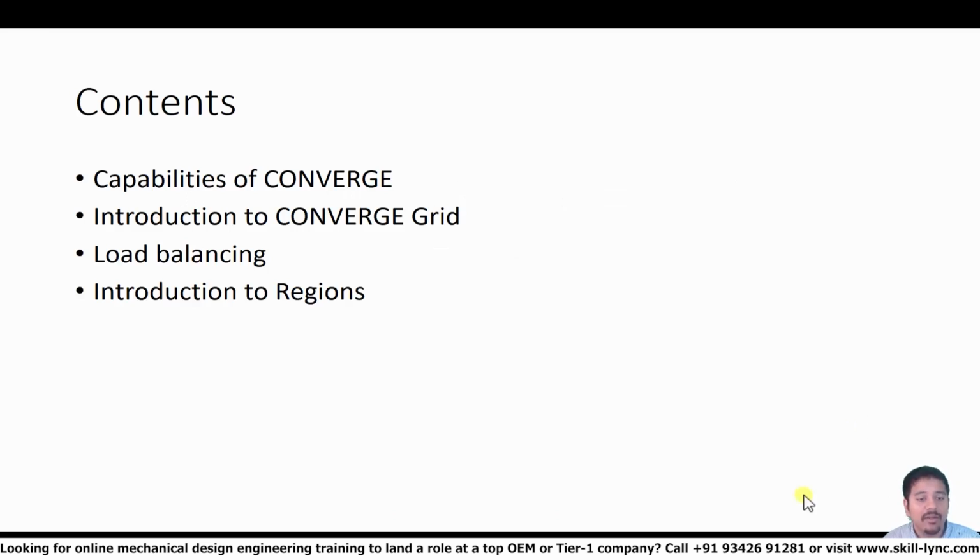So today we are going to be spending a little bit of time understanding the capabilities of CONVERGE, and then once we have talked about several case studies, we'll directly jump into understanding the computational mesh that CONVERGE creates and how that is different from other softwares. And then you will learn an important concept called load balancing, all right, which is related to parallel processing. And finally, we'll talk about regions.